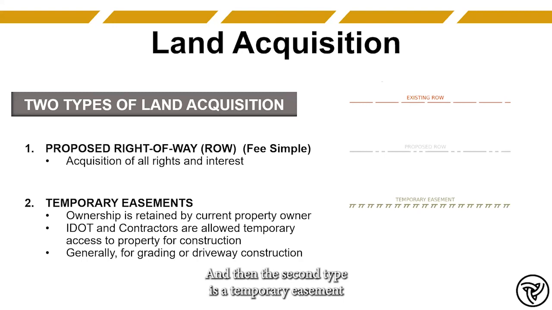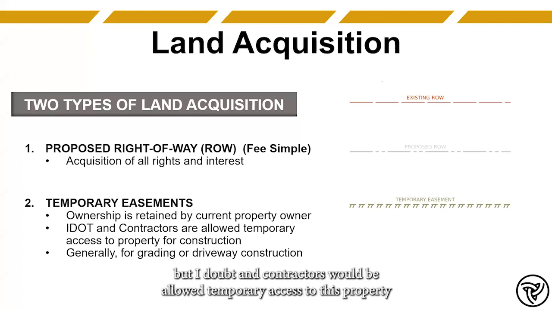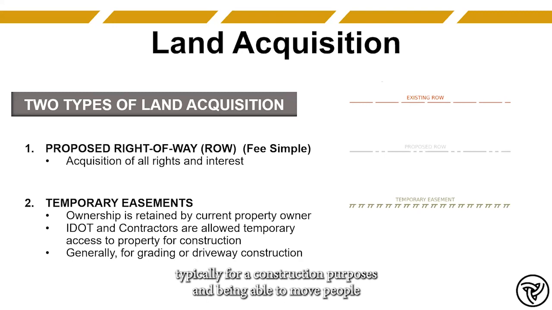And then the second type is a temporary easement, as shown by this tannish line. For this, the ownership is actually retained by the current owner, but IDOT and contractors would be allowed temporary access to this property, typically for construction purposes and being able to move people and machinery around for such tasks as grading or driveway reconstruction to tie the new roadway into the existing conditions.